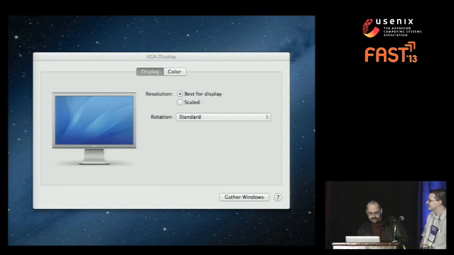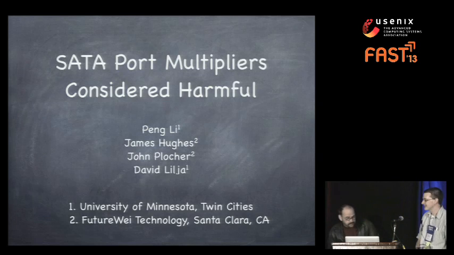So our next up is going to be James Hughes from Huawei. Now, SATA port multipliers considered harmful. We don't usually do the considered harmful anymore, but I actually know from personal experience that they can be a little bit tricky. And so hopefully you will have interesting questions and stop by the poster.